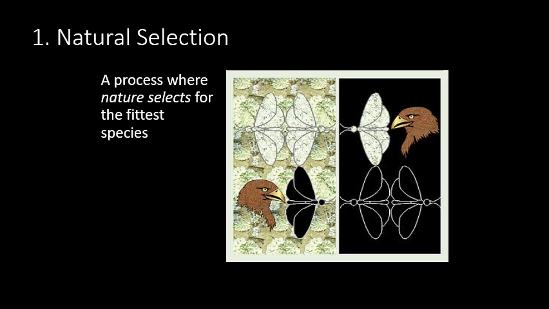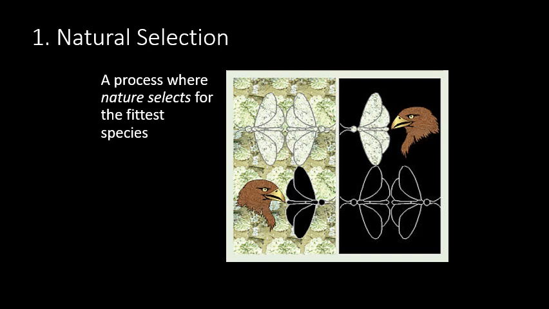So here, nature is selecting for the camouflaged species. They're not getting eaten by the bird of prey, and their reproductive success increases. And that's kind of the other key point. We need to think about reproductive success. That's the way that evolution works, through reproductive success.